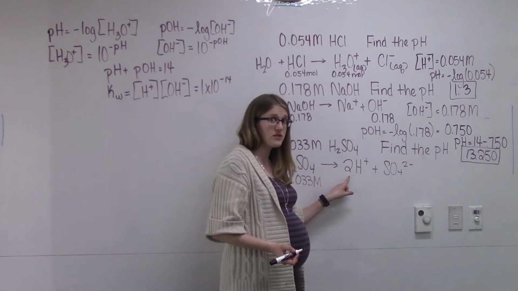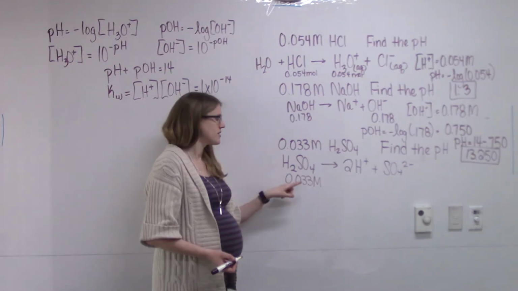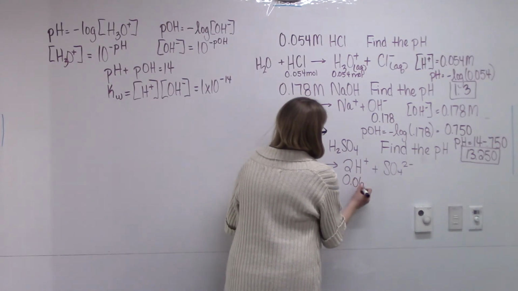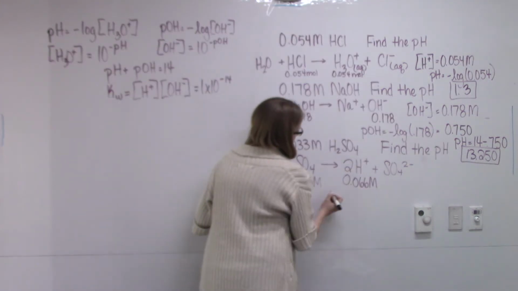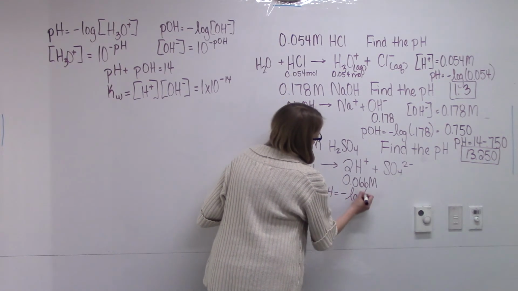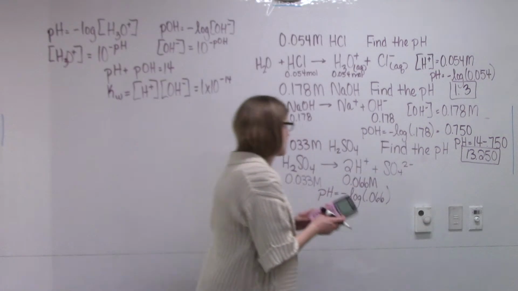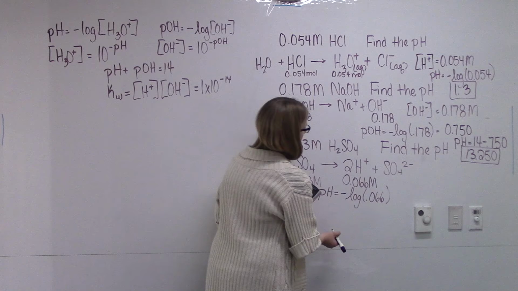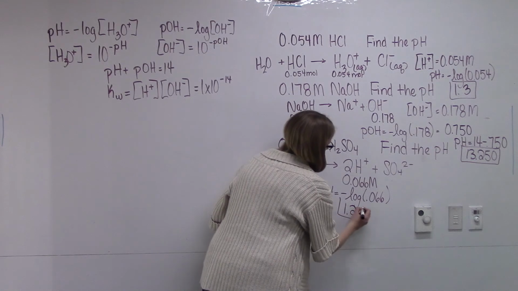So if our concentration of H2SO4 is 0.033, do you see for every 1 mole of this, we have 2 moles of this? There's twice as many H pluses as there are H2SO4s. So that means that this concentration is not going to be the same. We actually have to multiply that concentration. And there you go. So that's what we plug into the pH formula. Negative log of 0.066. And that's going to be our pH there. Negative log of 0.066. And we get just 2 sig figs, 1.2. And there you have it.